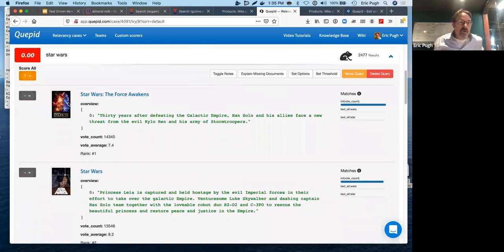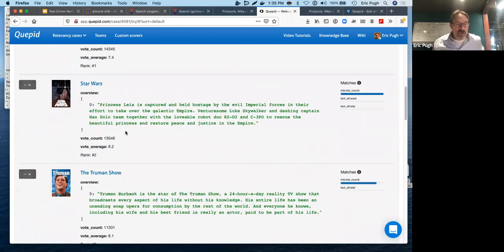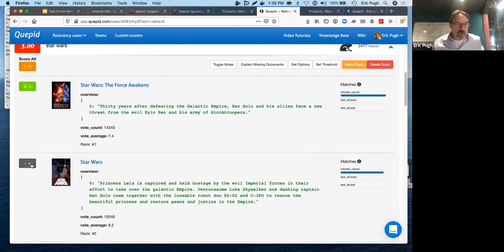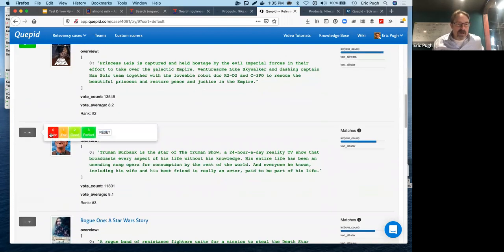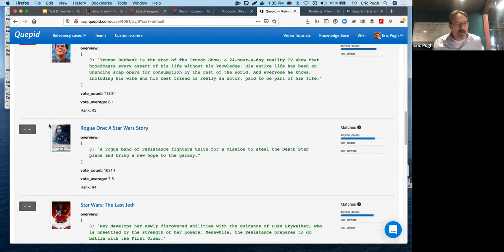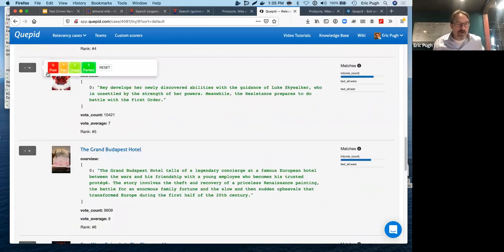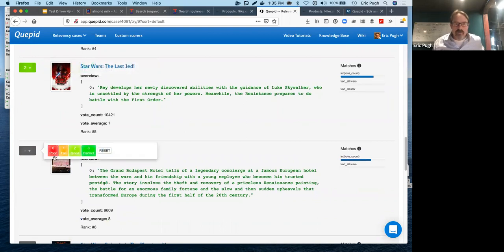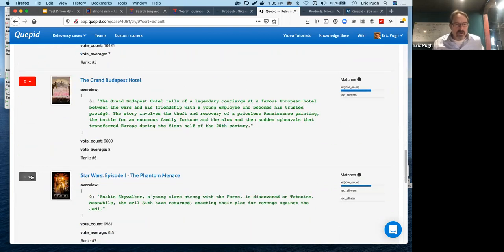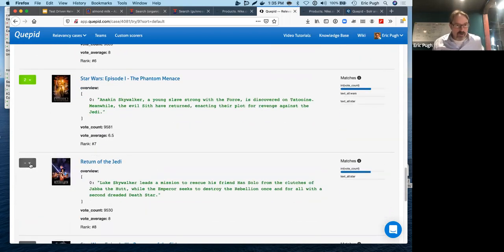And so right now, if I'm looking for Star Wars and I get back The Force Awakens, that's a great result. And here's Star Wars, the original movie, that's a perfect result. So as you can see, what I'm doing now is going back up. That's not a good result. Truman Show. Rogue One, great result. Last Jedi, another great result. Grand Budapest, not good. Episode 1, Phantom, good result. Return of the Jedi.